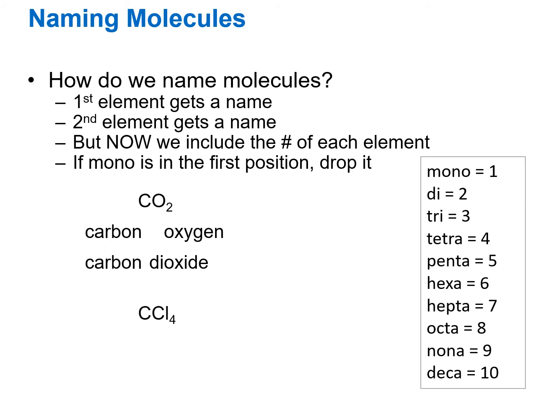How about this one? Well, our first element is carbon. Our second element is chlorine. Carbon remains carbon, but what do we change chlorine to? It becomes chloride, right? How many carbons do we have? One, so it's mono. How many chlorides do we have? Well, we can see there's a 4 in that little subscript, so if we go over to our chart, we can see that 4 is tetra. Now we have mono in the first position, which means we can get rid of it, and the name of this molecule becomes carbon tetrachloride.